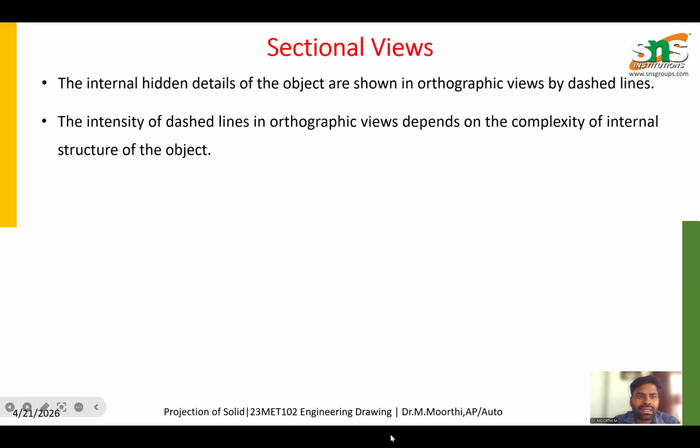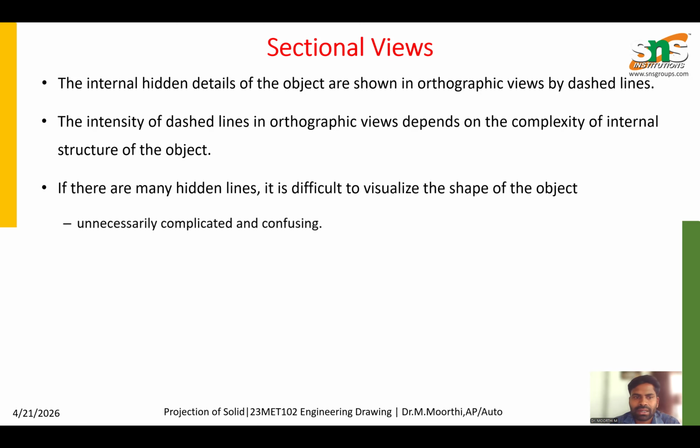Here the internal hidden details of the object are shown in orthographic views by dashed lines. That is, the hidden things are represented by dashed lines or hidden lines. The intensity of dashed lines in an orthographic view may depend on the complexity of the internal structure of the object. And if there are many hidden lines, it is very difficult to visualize the shape of the object.